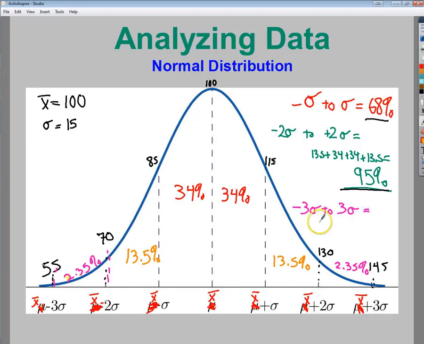So to get the distance between 3 standard deviations below and 3 standard deviations above, you're looking at adding the 68 that we had before, the 13.5 twice would be 27, and then you want to add 2.35 plus 2.35. So 99.7% of all data falls within three standard deviations above or below the mean value in a normal distribution. So you can really start to get the idea of how closely packed the data is, in terms of what huge percentages it would be for one standard deviation out.